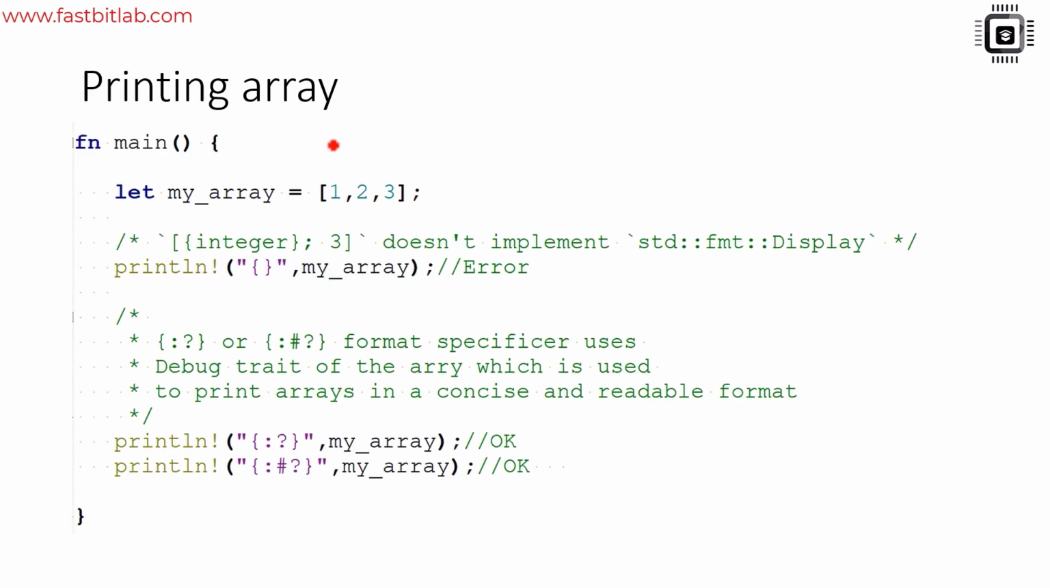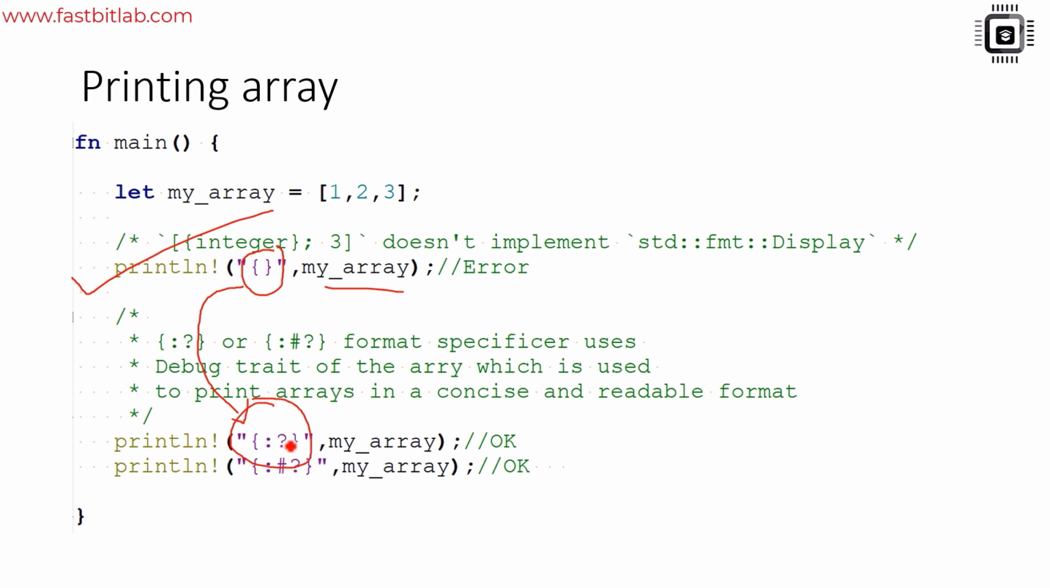Now let's see how to print an array using the println macro. If you try to do this, then you would see an error. This format specifier cannot be used to print the array information. If you want to print the array using the println macro, you have to change this format specifier to this.